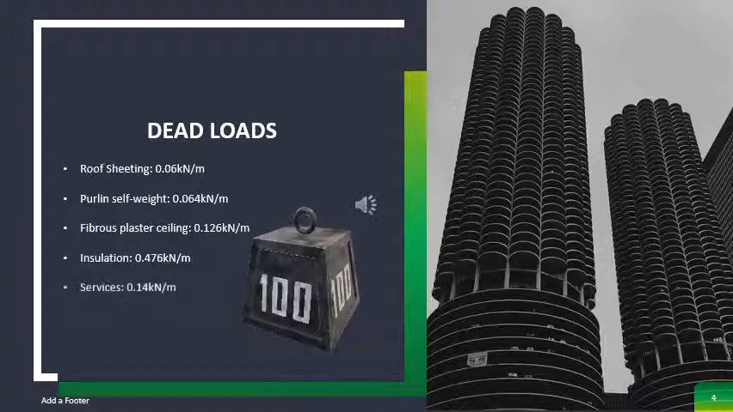The roof sheeting and purlin self-weight were calculated from their mass values given in the design tables, while the ceiling and insulation load factors were found in the AS 1170.1. The services value was one given by El Sayed that he has learned from personal experience. Combining these values together gave us the total dead loads that need to be considered for this initial stage. The total G value was 0.866 kilonewtons per meter.